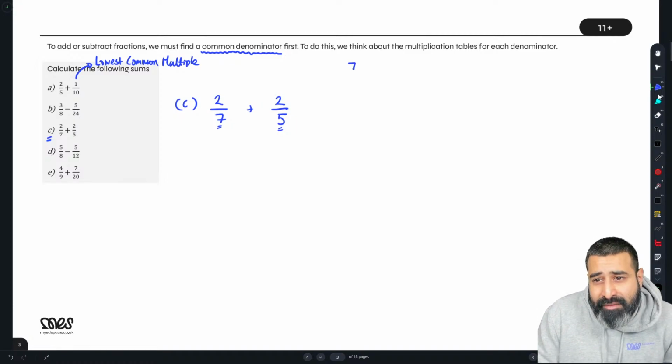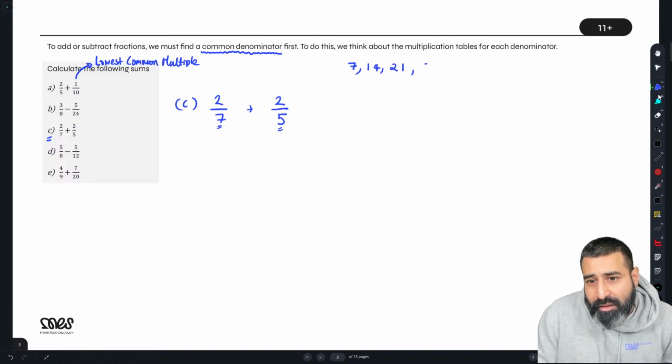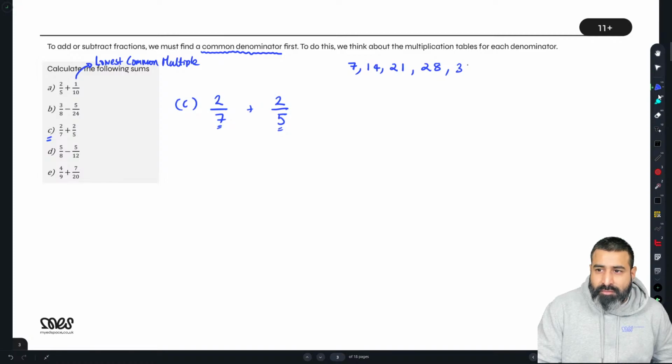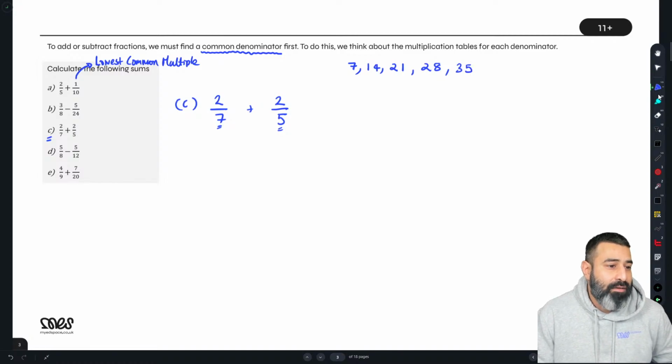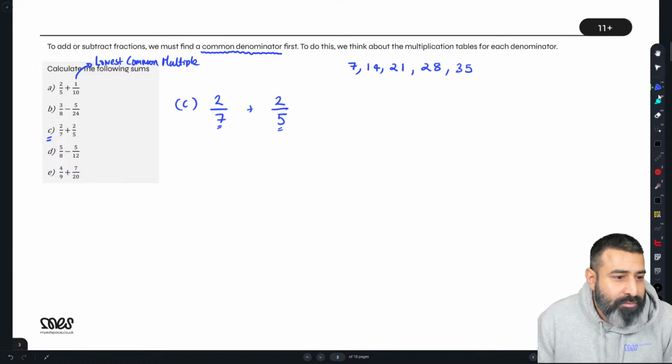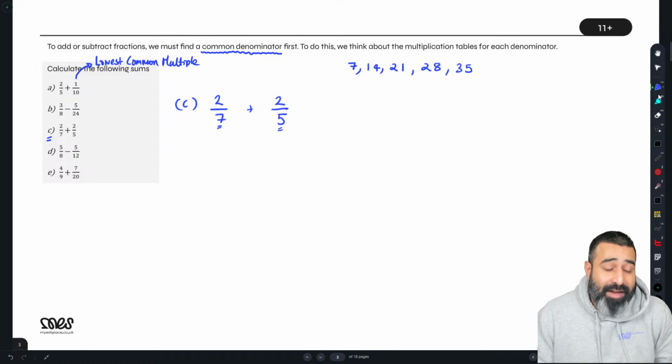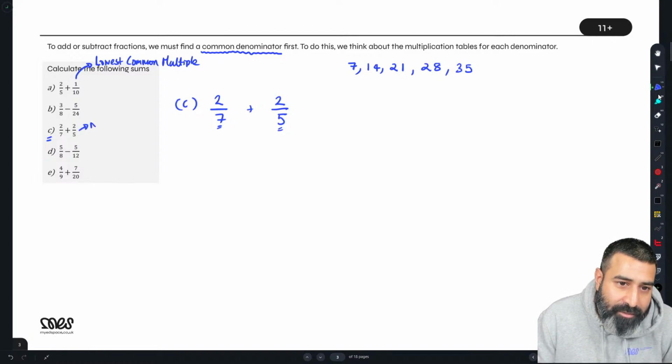So let's have a look at our multiplication tables. Let's have a look at our 7 times table. 7, 14, 21, 28. What comes next? 35, okay? So we are looking for a common factor between these 2 numbers, a number that goes into both 7 and 5. And there isn't a common factor here. So this is a bit harder.